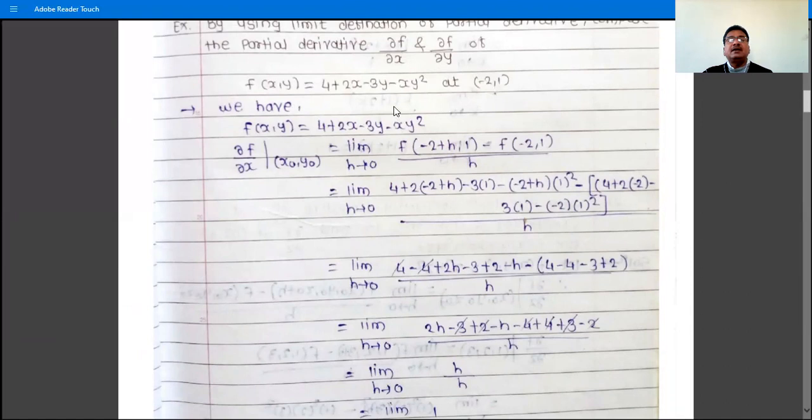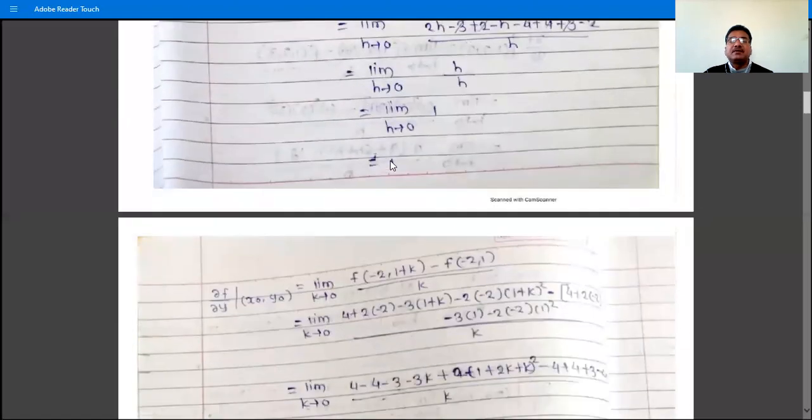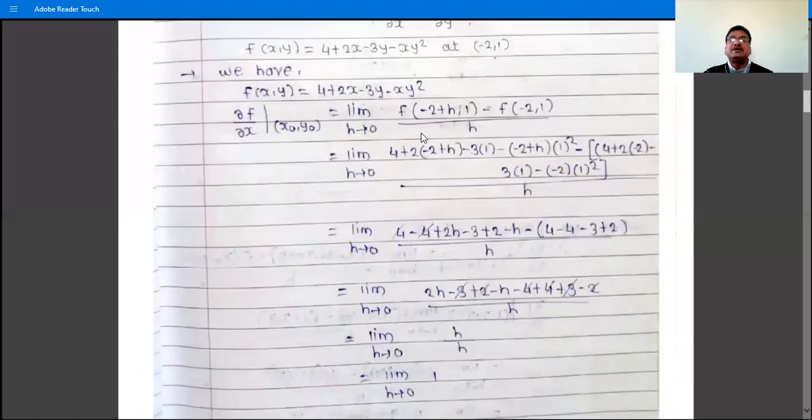Or we can find it by another method: to find the partial derivative with respect to x, treat y as a constant. Then we have the answer. Derivative of 4 is 0, 2x derivative is 2, -3y derivative is 0 with respect to x, and -xy² derivative is -y². So 2 minus y². And if we substitute y is 1, then 2 minus 1² is 2 minus 1, that is we have answer 1 by the direct method. But this is the result by using the definition.